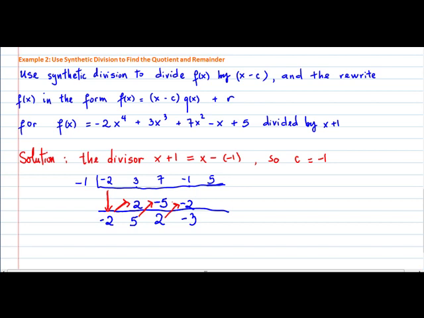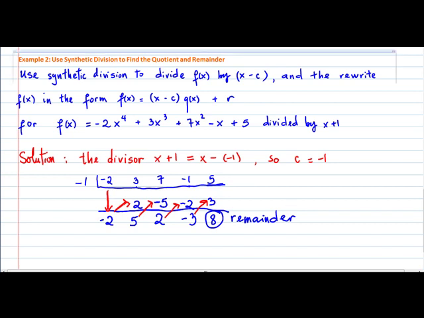Alright. Now the last one. I take minus 1 times minus 3. I have positive 3. Now I add together: 5 plus 3 is 8. The last number here is our remainder. So our remainder is 8.